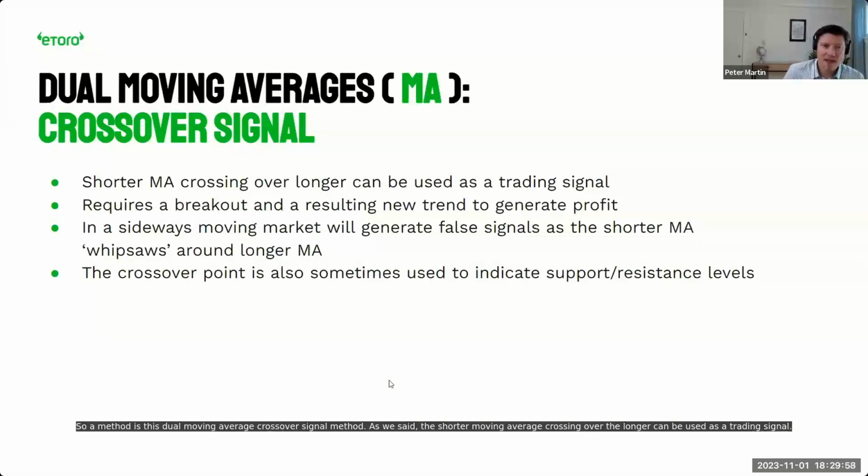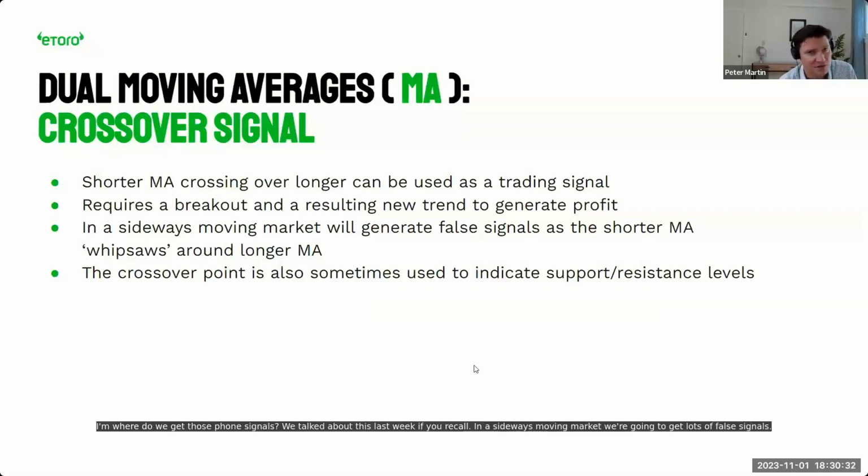So a method is this dual moving average crossover signal method. As we said, the shorter moving average crossing over the longer can be used as a trading signal. For it to work, it requires a breakout and then a new trend resulting from that breakout for us to profit from. In other words, if you get the cross, you get the breakout, and a new trend doesn't happen, then you're not going to make money from it because it's a false signal.